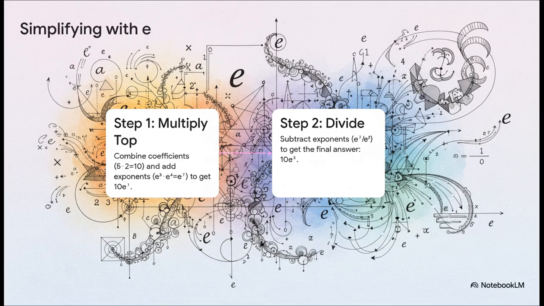First, let's look at the top. We multiply the numbers, 5 times 2 is 10. Then we add the exponents. 3 plus 4 is 7. Boom. The top is 10e^7. Now we divide by e^2, and when we divide with the same base, what do we do? We subtract the exponents. 7 minus 2 is 5. And there's our final answer: 10e^5. See?